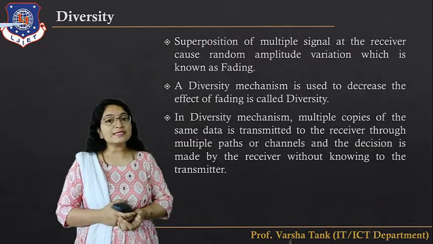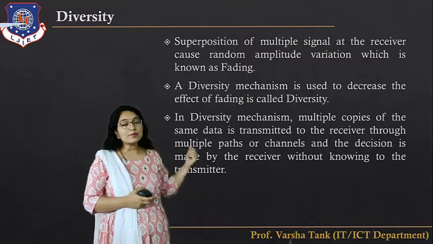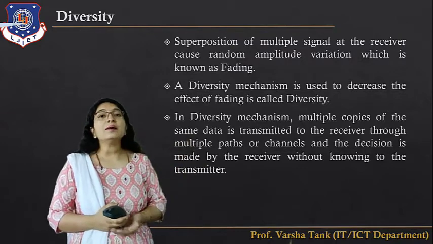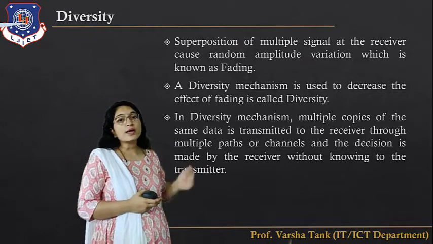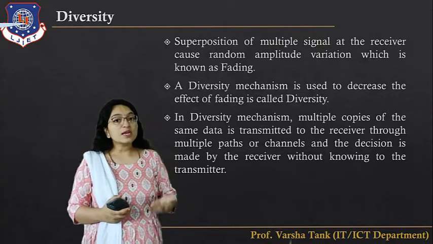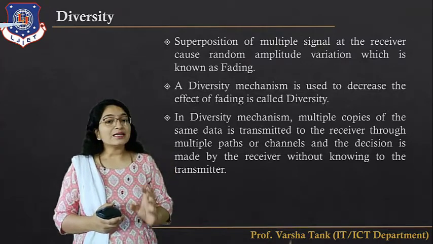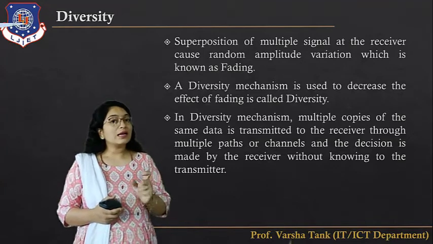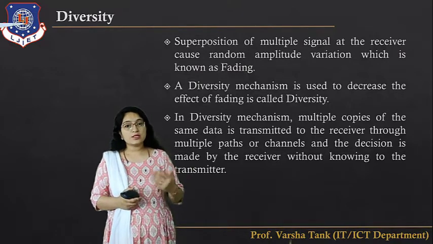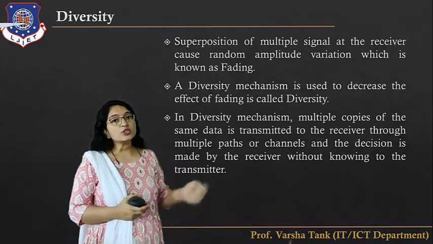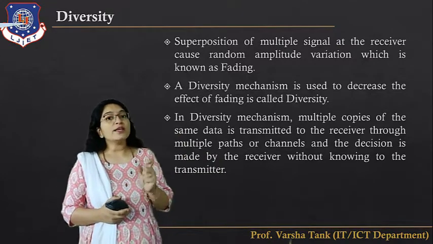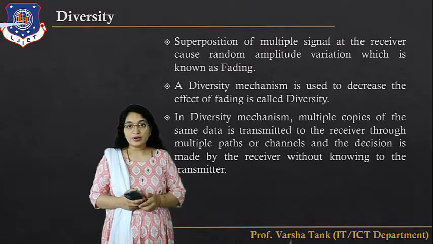Now let's learn what diversity is. The superposition of multiple signals at the receiver causes random amplitude variation, which is known as fading. Fading, in short, we can say is an unwanted signal, or a disturbance in the signal. We have already learned what small scale fading is and which are the different types of small scale fading based on Doppler spread and delay spread. So the superposition of multiple signals at the receiver causes random amplitude variation, and that variation is known as fading.